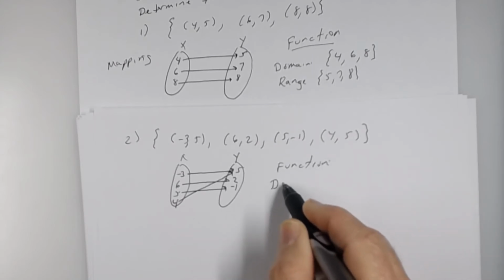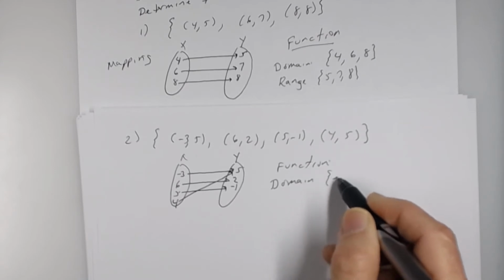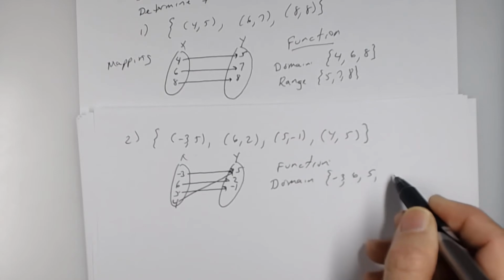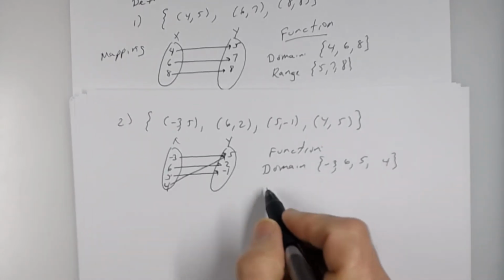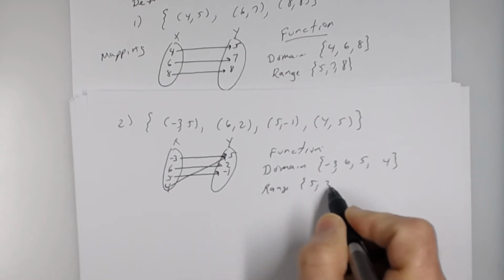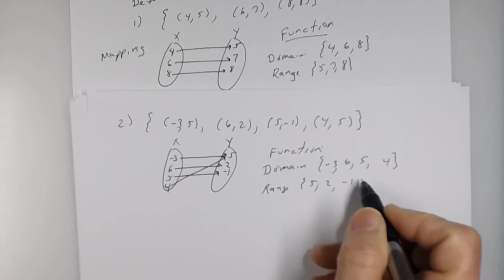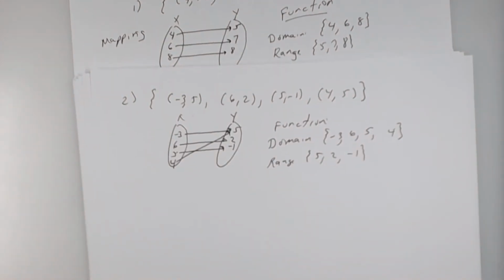Now let's talk about the domain. What's the domain? Negative 3, 6, 5, 4. The range? 5, 2, negative 1. You already have 5 listed. So the range should only have how many elements in it? 3. 3 distinct elements.